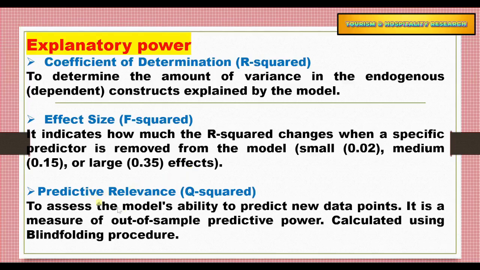size. Predictive relevance or Q square value, to assess the model's ability to predict new data points. It is a measure of out of sample predictive power and it is calculated using blindfolding procedure. I will of course be discussing with you the blindfolding procedure, especially a video on how to assess the predictive relevance of the model, the Q square value through the blindfolding procedure in the upcoming video.